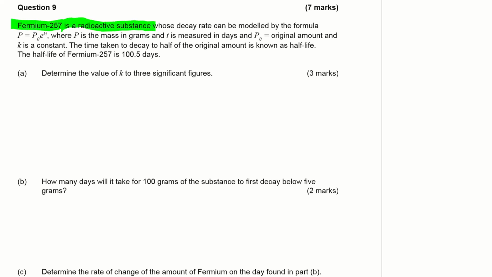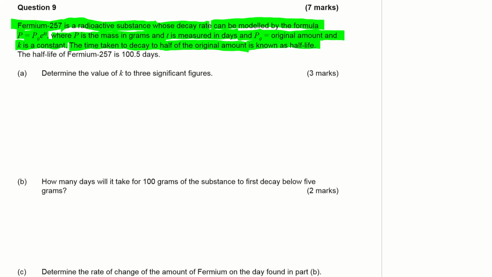Fermium-257 is a radioactive substance whose decay rate can be modelled by the formula P = P0 e^(kt), where P is the mass in grams and t is measured in days. P0 is the original amount and k is a constant. The time taken to decay to half of the original amount is known as the half-life. The half-life of Fermium-257 is 100.5 days. Determine the value of k to three significant figures.